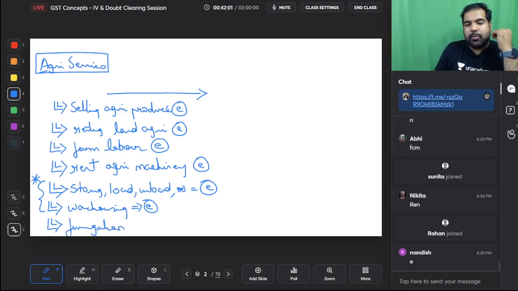Fumigation in a warehouse, where you kill all the insecticides, etc., is also exempt. Agriculture and soil testing services are also exempt. Anything to do with agriculture is always exempt.